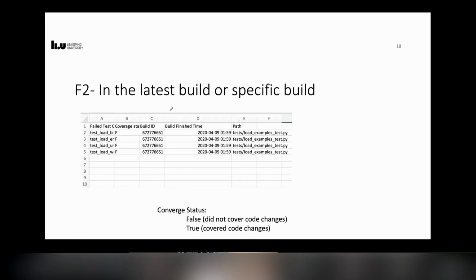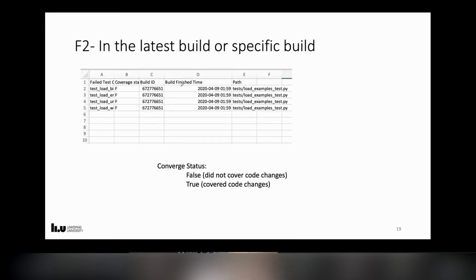Now, if you want to know whether the failed test case executed on the code changes or not, you can find it during the latest build, only for a failed test case, not the past test cases, or by giving a specific build. And the output will look like this: these are the failed test cases in this build ID, and the status is false. False means it did not cover code changes, and then the path.